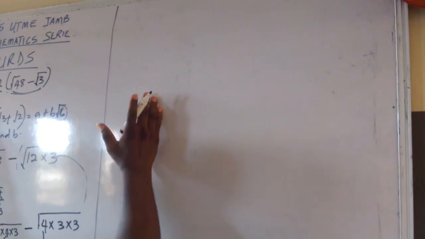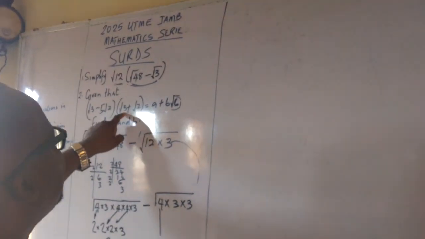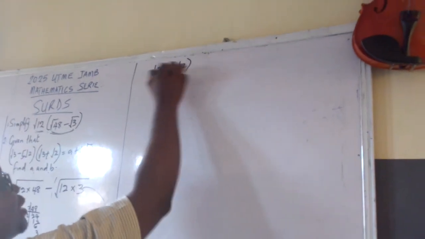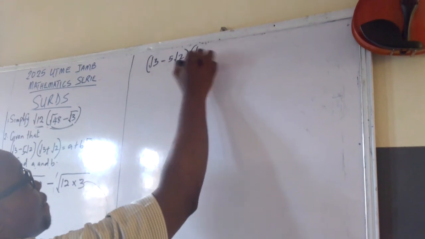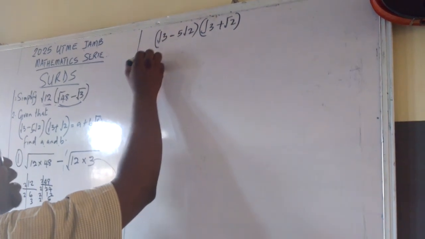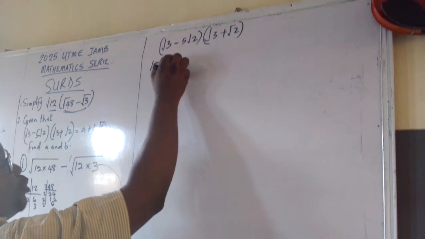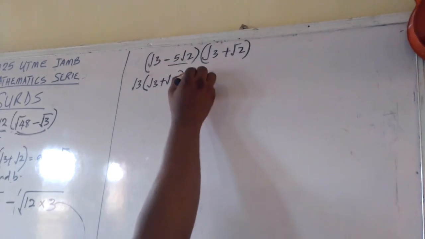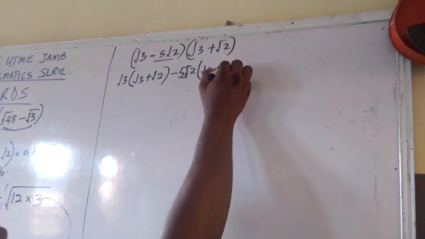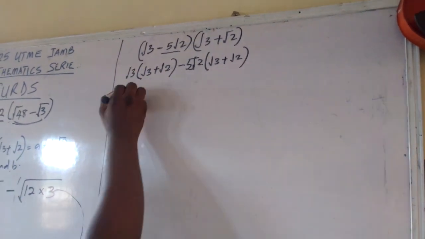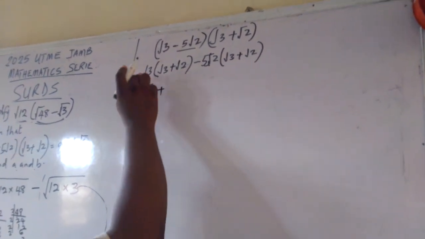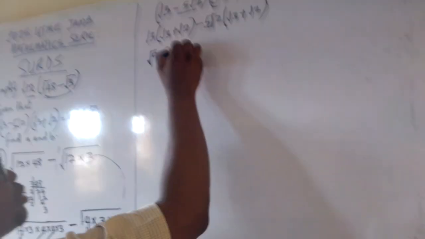So come with me. We need to use what is in this bracket to multiply what is in this bracket. So I have root 3 minus 5 root 2, bracket close, and I have root 3 plus root 2, bracket close. So I start: my root 3 times root 3 plus root 2, and I have my minus 5 root 2 times root 3 plus root 2. Root 3 times root 3 gives me root 9. Are you with me? Then plus times plus gives me plus. Root 3 times root 2 gives me root 6.